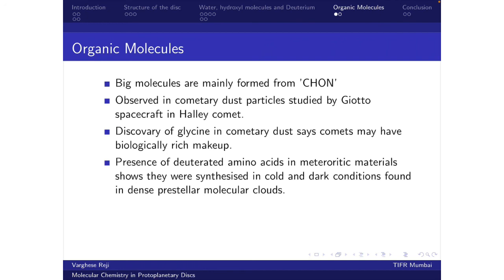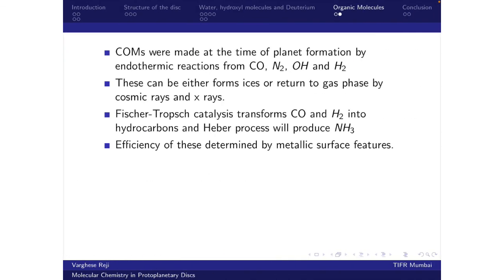The presence of deuterated amino acid in meteoritic materials indicates that they developed in dense prestellar molecular clouds under cold and dark conditions. Endothermic processes produced complex organic molecules during planet formation from CO, N2, OH, and H2. Following their production, they can be dissociated by star photons or cosmic ray photons and return to the gas phase. It can also create ice and collect.